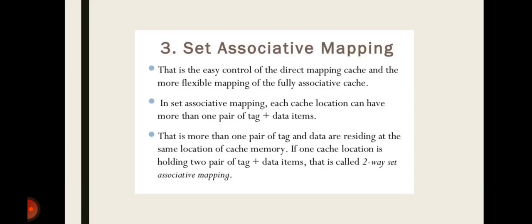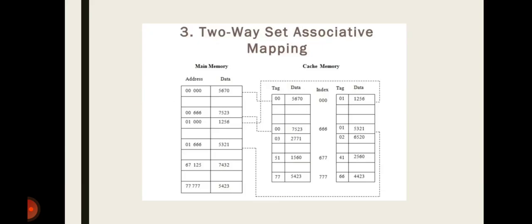Set associative mapping. This is the easier control of the direct mapping cache combined with the more flexible mapping of the fully associative cache. In set associative mapping, each cache location can have more than one pair of tag plus data items. That is, more than one pair of tag and data are residing at the same location of cache memory. If one cache location is holding two pairs of tag plus data items, that is called two-way set associative mapping. And this is the example of two-way set associative mapping, with main memory and the cache memory.